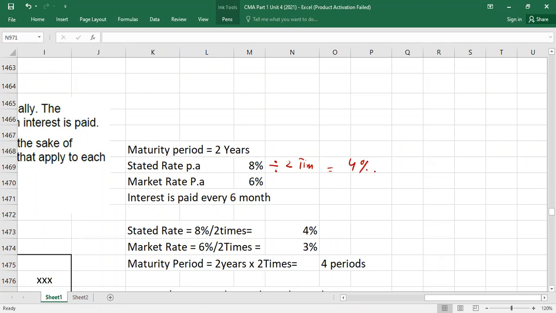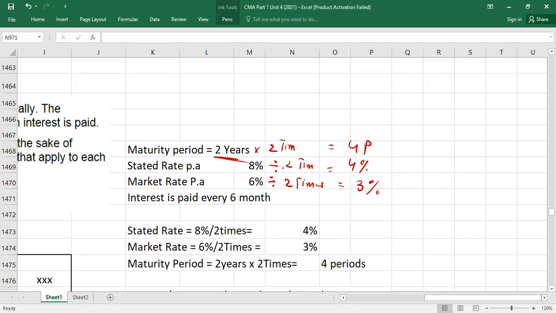Understood? Then the market rate you also need to adjust. The annual rate is 6. I will divide by the number of times interest is paid in a year, which is again 2 times. So this will give you 3%. And don't make a mistake with the maturity period: you will multiply, not divide, by the number of times interest is paid in a year. How many times are you paying? 2 times. So this will give you 4 periods. Because logically, you have to pay interest 4 times in 2 years, right? That's why we have to multiply here. Don't divide.